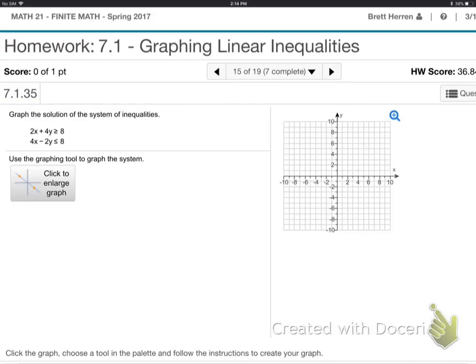Okay, let's try that one. Can you read that one? So the first one is 2x plus 4y greater than or equal to 8. The second one, 4x minus 2y less than or equal to 8. Okay. So try those two.